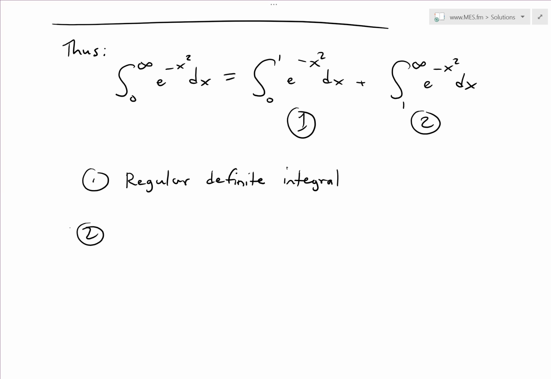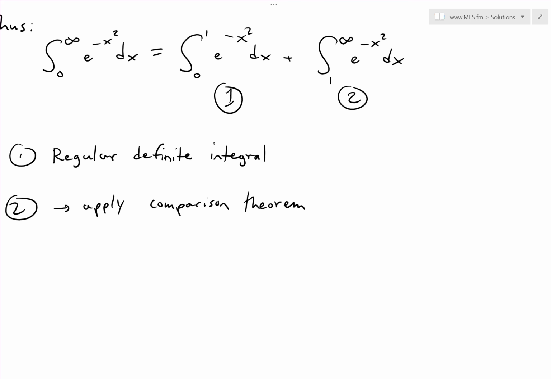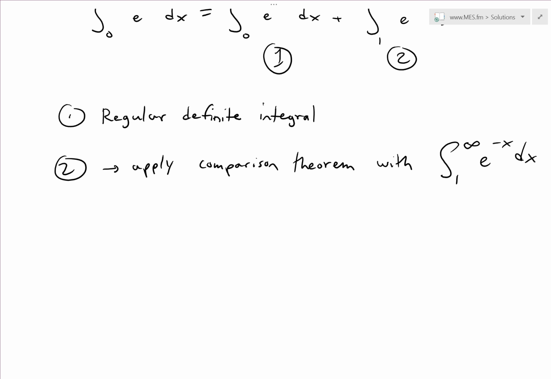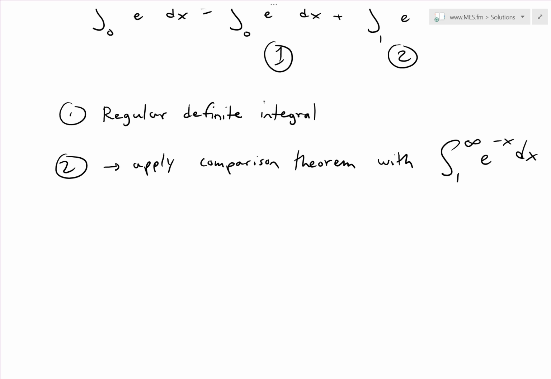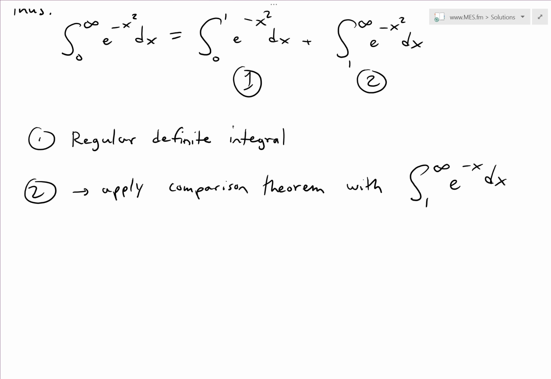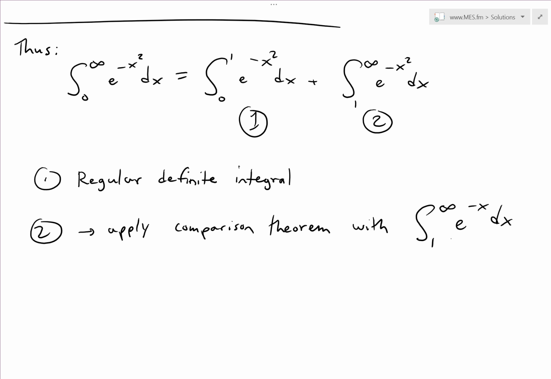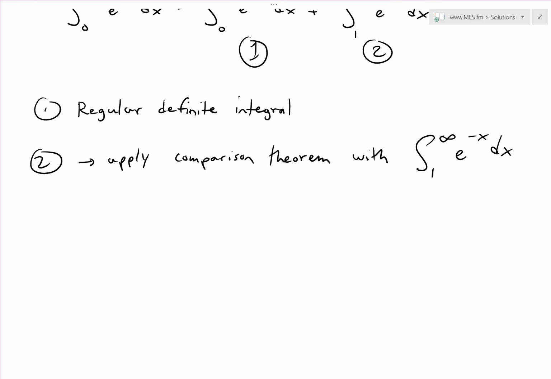For this one right here, we can apply the comparison test, or comparison theorem, which I went over in my last video. We can apply the comparison theorem with the function that we know how to integrate, which is the integral from 1 to infinity of e to the negative x dx. So what we're doing is comparing with that, to see if it is divergent or convergent.